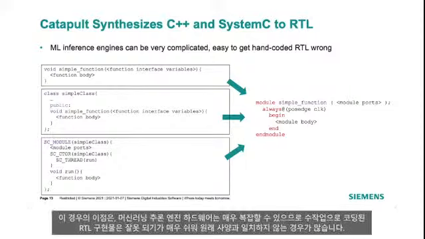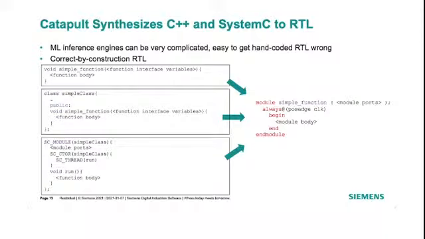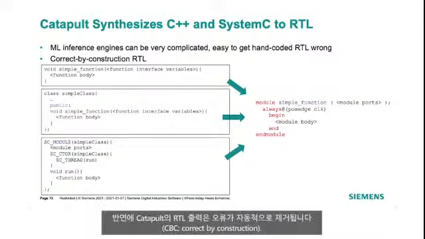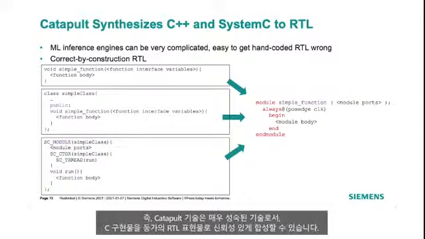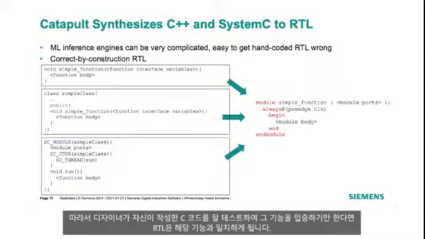The advantage here is that machine learning inference engine hardware can be very complicated, and it's often very easy to get hand-coded RTL wrong, where the hand-coded RTL implementation does not match the original specification. Catapult's RTL output is correct by construction, and by this what we mean is that the Catapult technology is very mature technology, and so Catapult is able to reliably synthesize the C implementation into an equivalent RTL representation. So if designers do a good job of testing their C code to prove the functionality, the RTL will match that functionality.